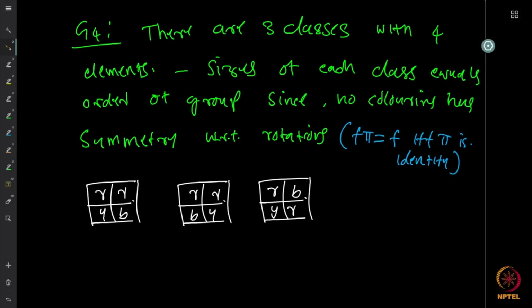All the permutations, the identity as well as the other 3 permutations, will all give different colorings, and each of them is equivalent under rotations. So if you rotate this, you will get 3 more different colorings. If you rotate this, you will get another 3. If you rotate this, you will get another 3. So therefore, all the 12 colorings appear here. So G4 is the group.